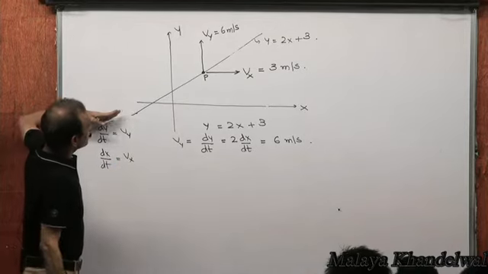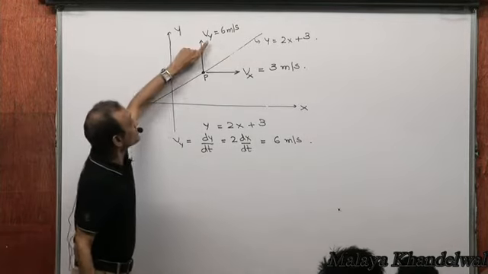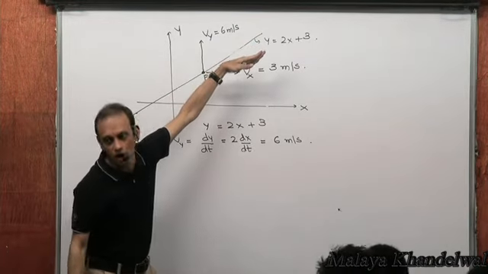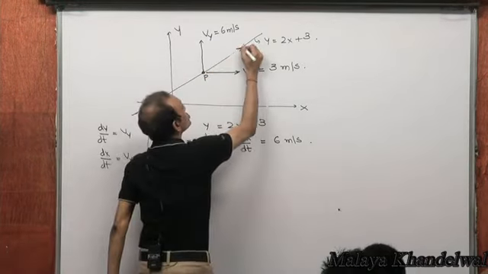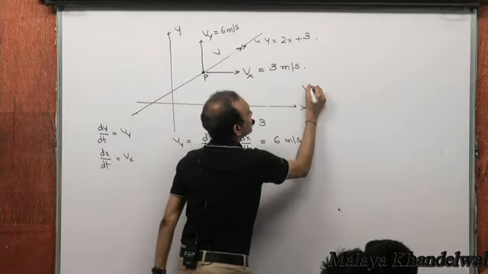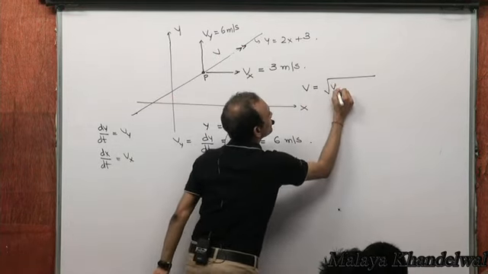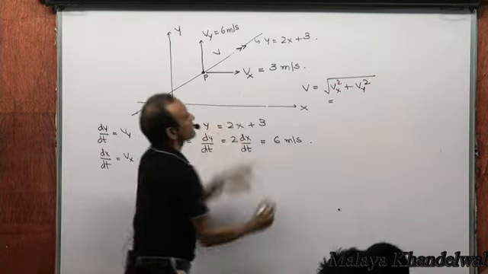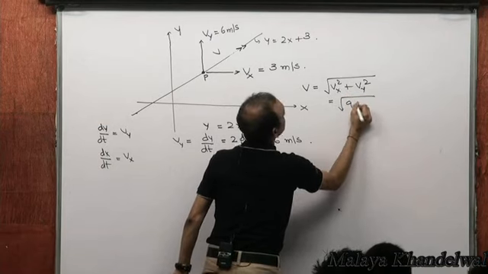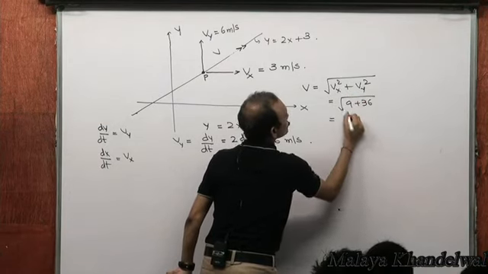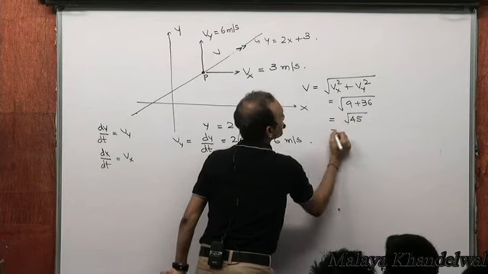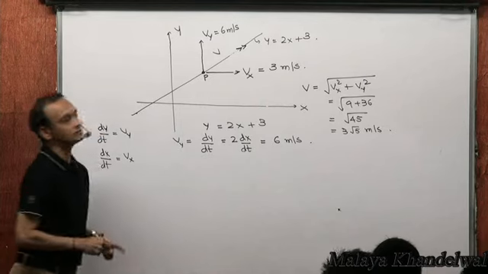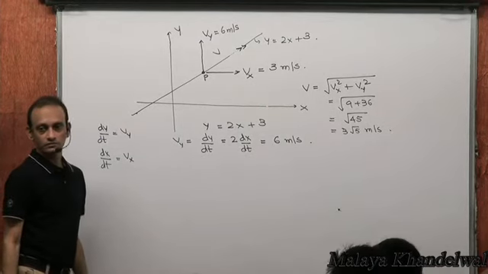And we know that the particle is moving along this line. That means the resultant of Vx and Vy must be along this line. And the net velocity of the particle, V, is given by root of Vx squared plus Vy squared. Vx squared is 9 and Vy squared is 36. That means root 45, which is 3 root 5 meters per second, is the net velocity of the particle. Yes or no?